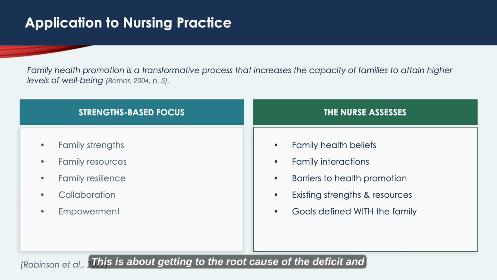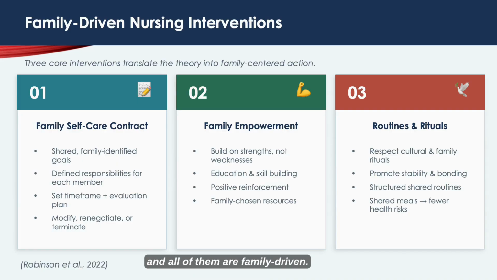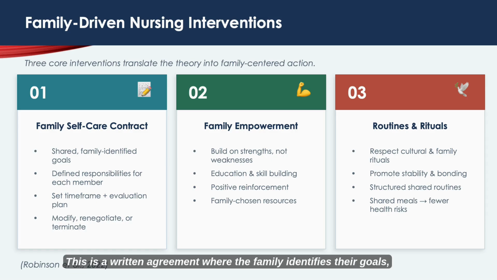This is about getting to the root cause of the deficit and building on what the family already does well. The care plan is clear, logical, and communicated together with the family. This slide covers the three core family health promotion model-based interventions, and all of them are family-driven. The first is the family self-care contract. This is a written agreement where the family identifies their goals, assigns responsibilities so each member is accountable, sets a time frame and an evaluation plan, and can modify or negotiate as things change.